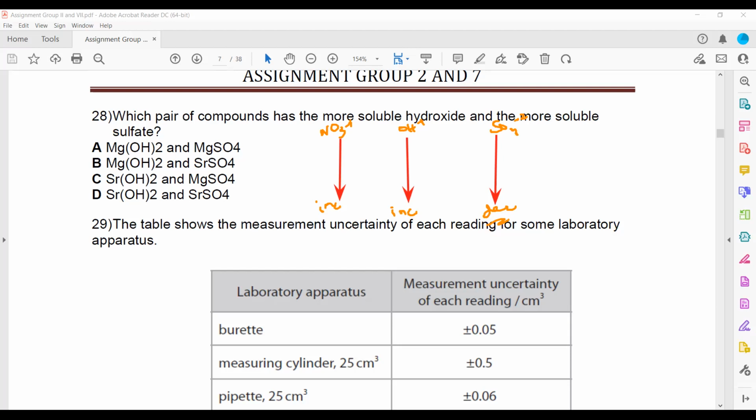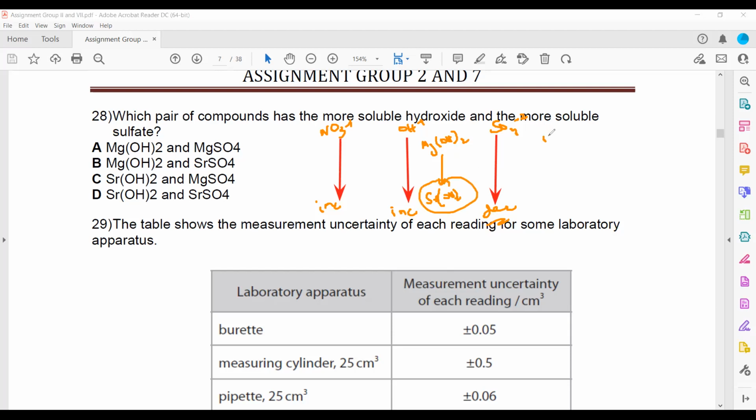So which pair is more soluble? When we check the positions, we have magnesium in the question, hydroxide and sulfates are there. So we have magnesium hydroxide and we have strontium hydroxide. As we go down the group, the solubility increases. So which one will be more soluble? Strontium hydroxide should be more soluble. So the solubility of strontium hydroxide should be more.